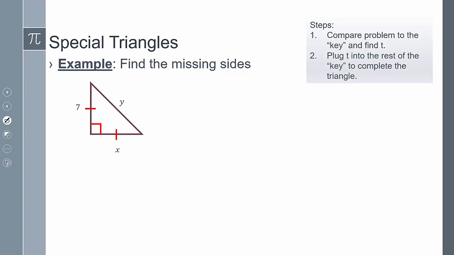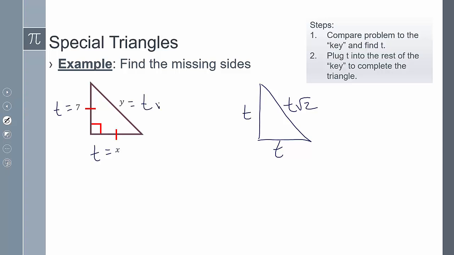So if I wanted to find the missing sides, the first thing I need to do is compare it to the key. Well, I know that on a 45, 45, 90 triangle, it's t, t, and t root 2. So you're going to set each of these sides equal to each other. So that equals t, that equals t, and that equals t root 2. Now when you do that, you can always solve for t in one of them. Well, in this case, t is already by itself.